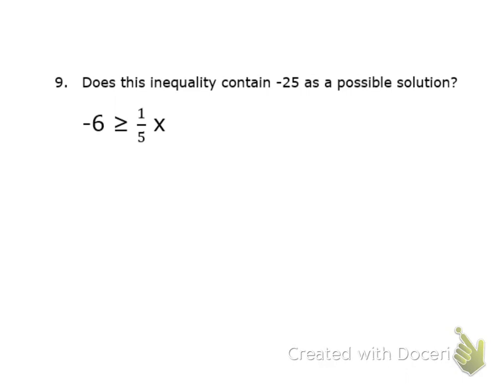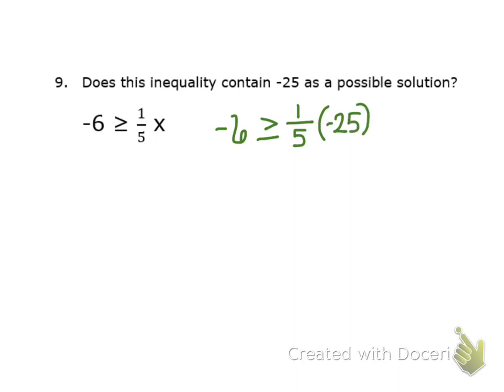Number 9, does this inequality contain negative 25 as a possible solution? So we have negative 6 is greater than or equal to 1/5 x. So that means 1/5 times x. If I want to know if negative 25 could be a possible solution, then I need to substitute negative 25 into my inequality. So I'm going to go ahead and rewrite it. Negative 6 has to be greater than or equal to 1/5 times negative 25.